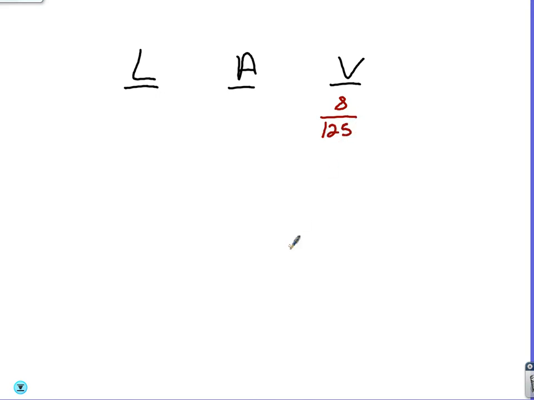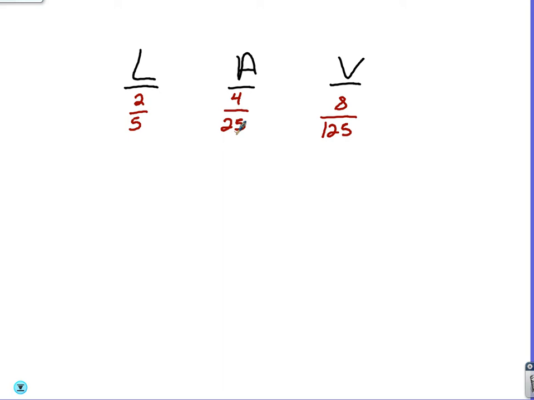I want to know what's the linear scale factor and what is the scale factor of the areas. Answer this. If 8/125 is your volume scale factor, does anybody know what the linear would be? 2/5. And what he actually did there was just ask yourself, what multiplies give you 8? 2 times 2 times 2, right? What multiplies give you 125? 5 times 5 times 5. So if 2/5 is linear, then area would be 4/25. So now we're ready.